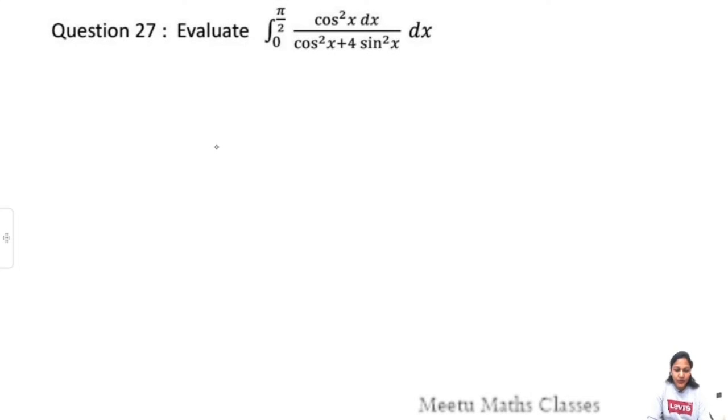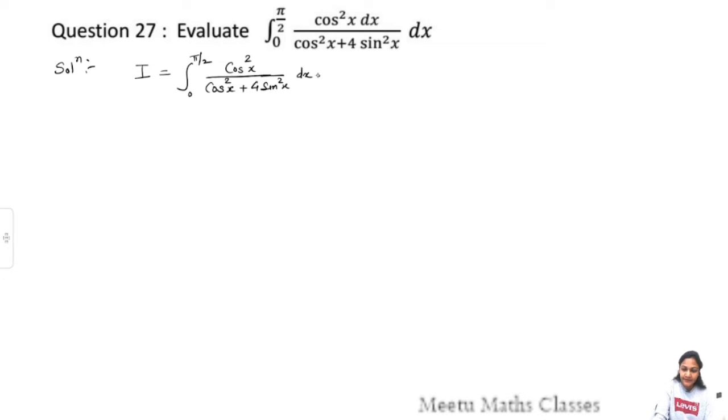Our next question is question number 27, that is evaluate integral 0 to pi by 2 cos square x upon cos square x plus 4 sin square x dx. Now to evaluate this integral, let our I be integral 0 to pi by 2 cos square x upon cos square x plus 4 sin square x into dx.